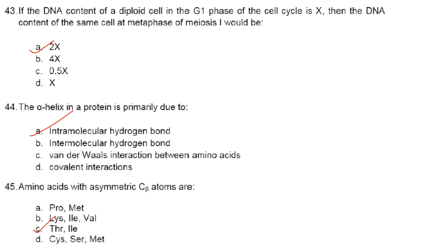Then, if the DNA content of a diploid cell in the G1 phase of the cell cycle is X, then the DNA content of the same cell at the metaphase of meiosis 1 would be. There is a doubling of DNA content during the S phase. So the answer will be option A, 2X. The alpha helix in a protein is primarily due to intramolecular hydrogen bonds. Answer is option A. Amino acid with asymmetric C beta atoms, only 2 are there. They are threonine and isoleucine.